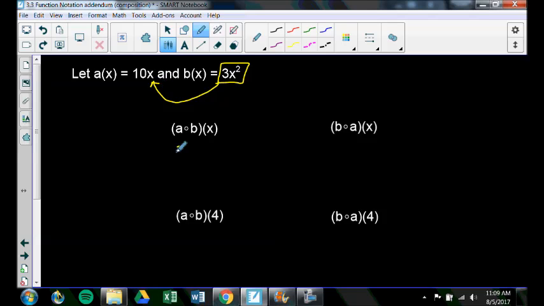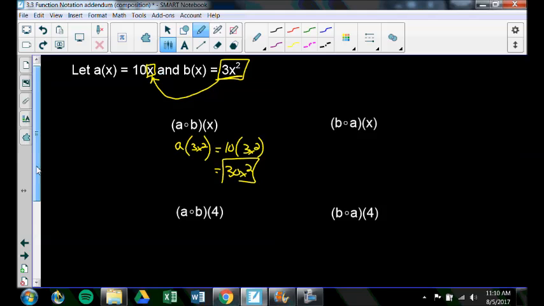So I'm really doing a of 3x squared. And a of 3x squared, I know it looks like a times 3x squared, but I'm sorry, it's not. It's a of 3x squared. I'm plugging 3x squared into this x. So it's really going to be 10 times 3x squared, which is 30x squared. I took the 3x squared and plugged it into that x.